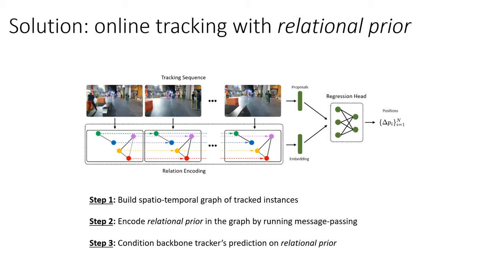To combat this, we propose a simple three-step solution to condition the prediction of the tracker on what we call a relational prior. On the high level, we first construct a spatial-temporal graph of tracked instances. You can do that dynamically online. Then we run a message passing algorithm on top of this relational graph. The result of this message passing algorithm is what we call a relational embedding or relational prior. And then we condition the predicted positions of the objects on this relational prior. On top, you have a backbone tracker, and on the bottom, you have your relation encoding process.